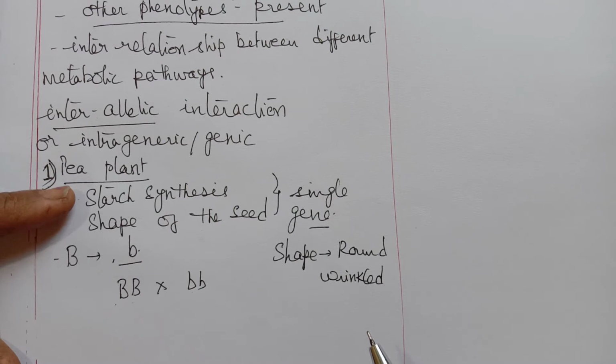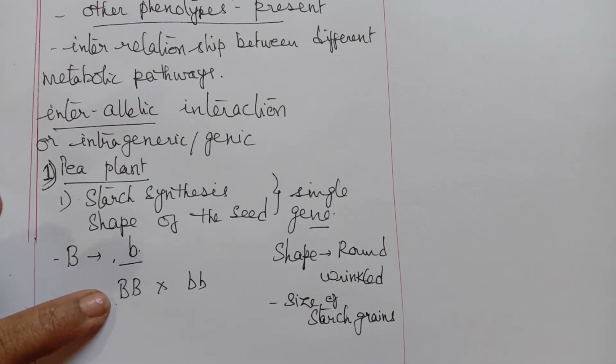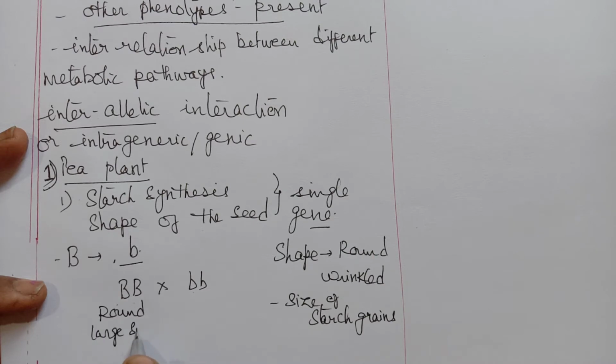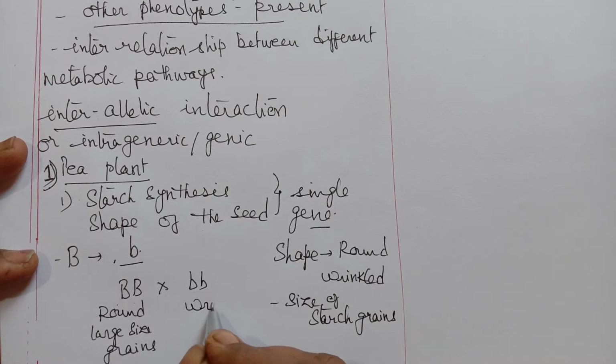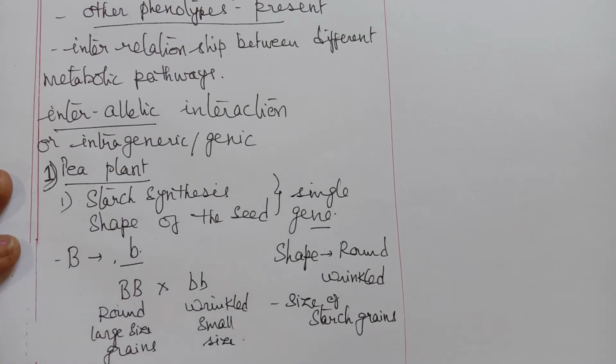The phenotype of starch is with respect to the size of the starch grains. So when both alleles are dominant, it is round in shape with respect to the shape, and large size of the starch grains. With respect to its recessive parent, it is wrinkled and small size of the starch grains.